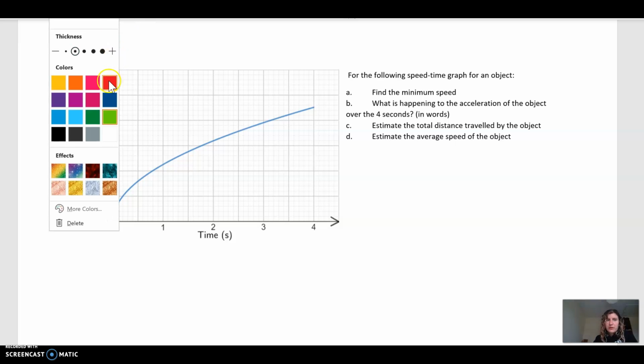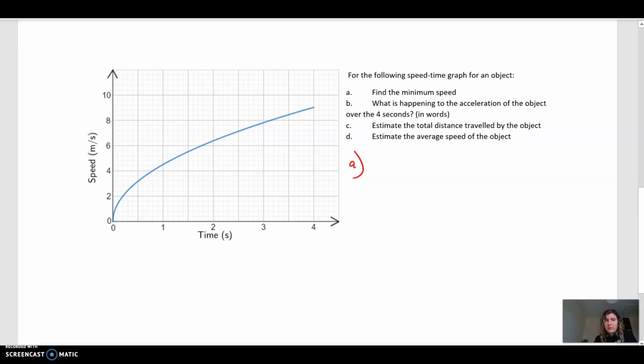So first thing we want to know is A, what's the minimum speed? Well, what's your lowest value there? It's 0, so my min speed equals 0 meters per second. Okay, very boring. B, what is happening to the acceleration of the object over the 4 seconds in words?